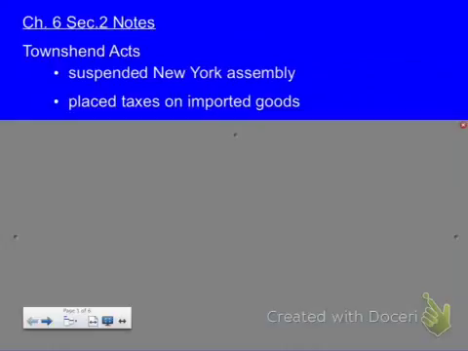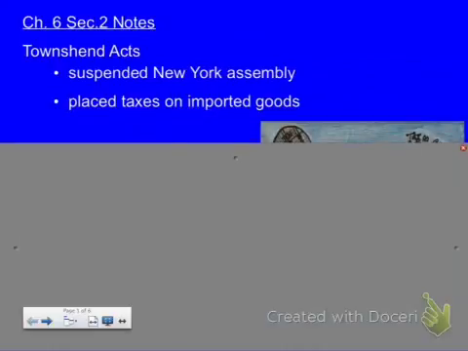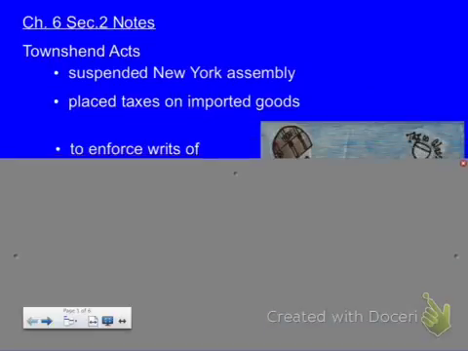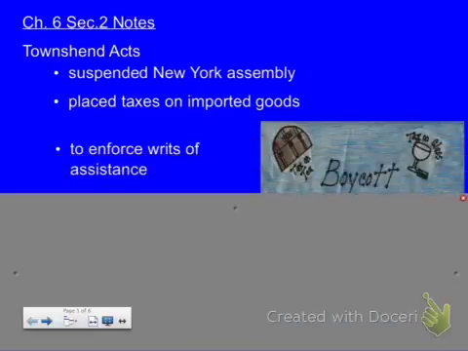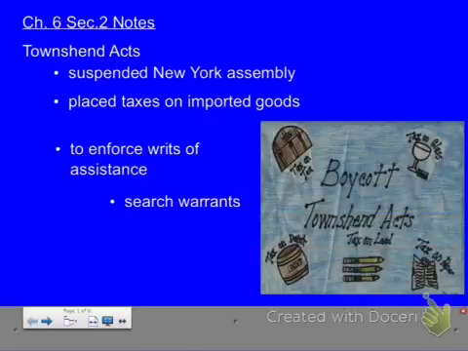Dustin? British officers used the writs of assistance, and it was like a search warrant. Good. So you could go and check out your house. So flip it over to 164, the top there. The British enforced this by passing these writs of assistance. And basically a writ of assistance is a search warrant.